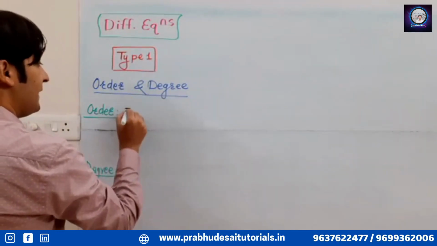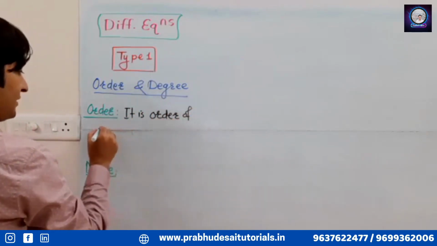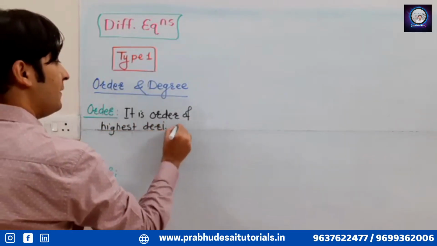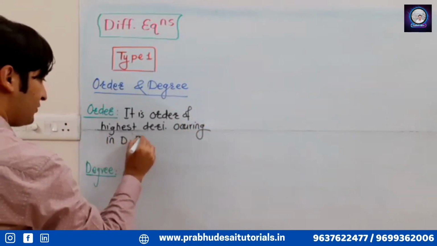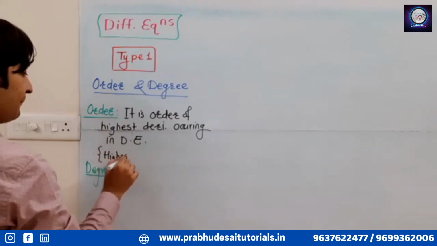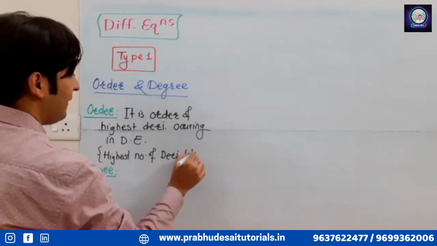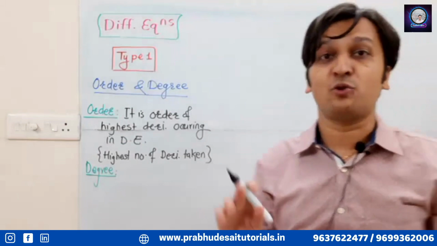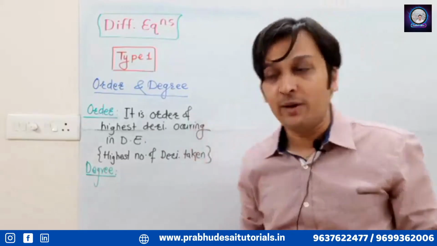So remember, it is the order of the highest derivative occurring in the differential equation. Can I say this is the highest number of derivatives taken in a differential equation, that is called order. Order means the total number of maximum derivatives taken. Sometimes 2, sometimes 3 derivatives are taken, d cube y by dx cube. Then that becomes the order.